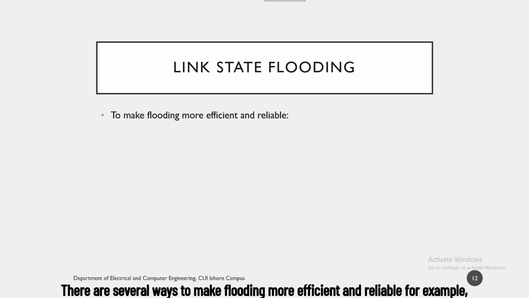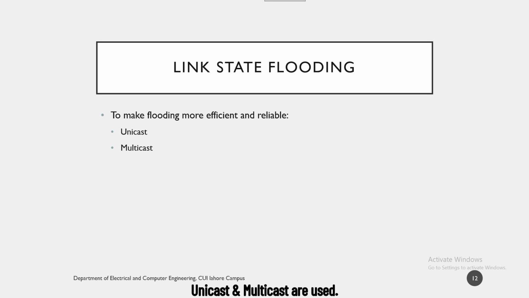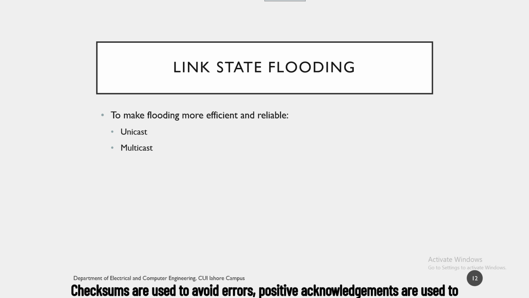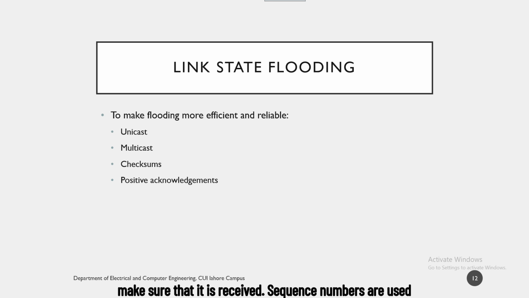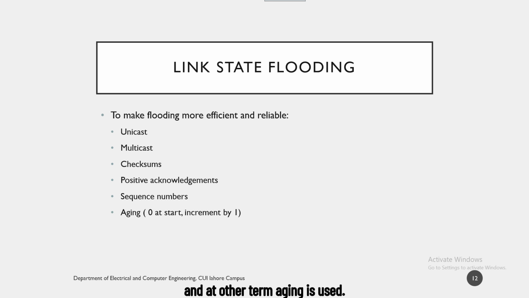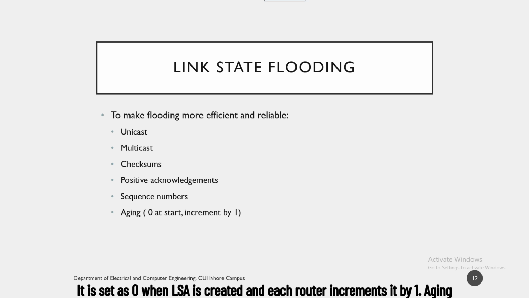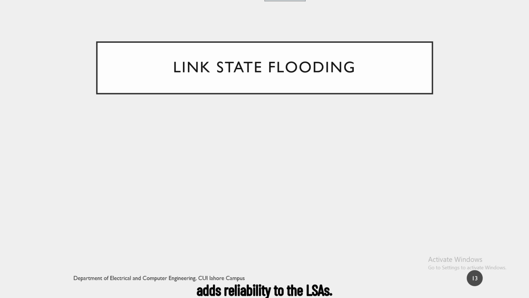There are several ways to make flooding more efficient and reliable. For example, unicasts and multicasts are used, checksums are used to avoid errors, positive acknowledgements are used to make sure that it is received, sequence numbers are used, and another term, aging, is used. Age is set as 0 when the LSA is created. Each router increments it by 1. Aging adds reliability to the link state advertisements.